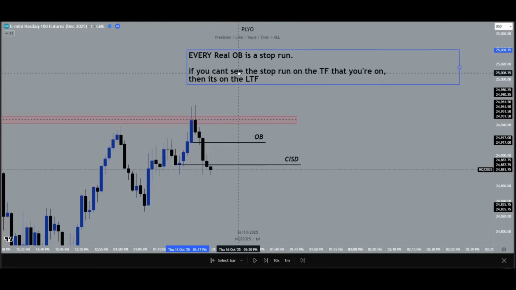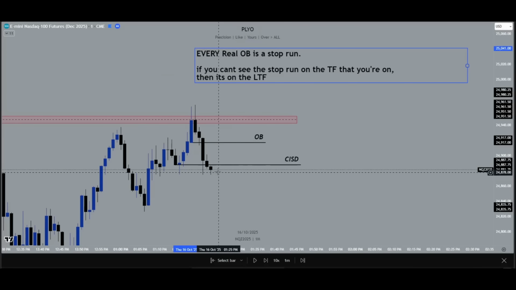This is what I'm saying. When you think about OBs, this is the more advanced side of things, it's all just a fractal. All of it is just a fractal. Every real OB is a stop run. If you can't see the stop run on the time frame you're on, go to a lower time frame.